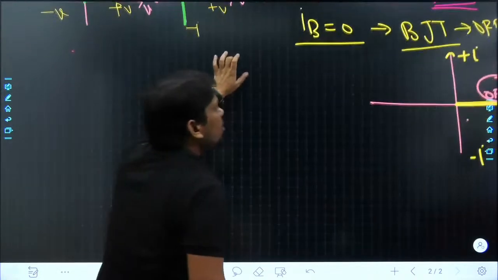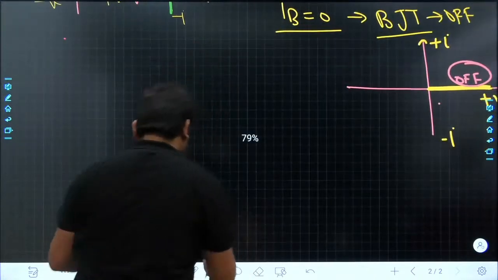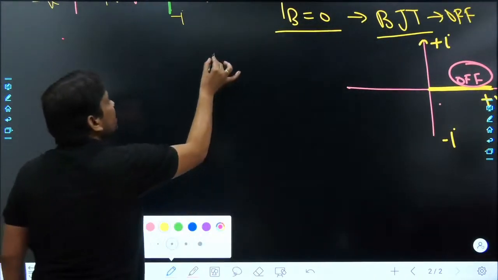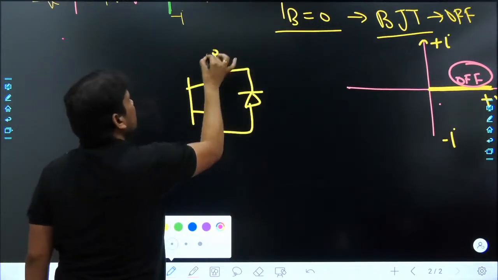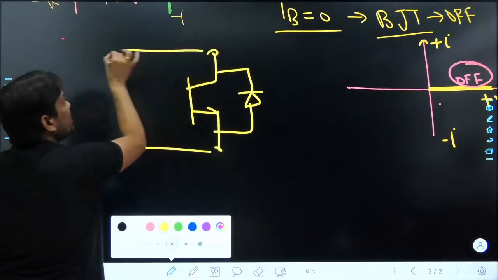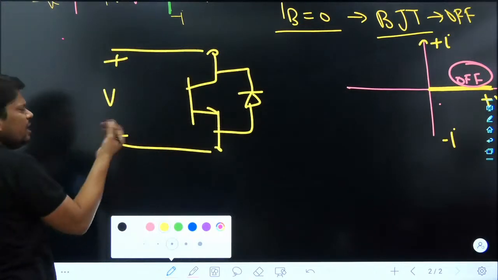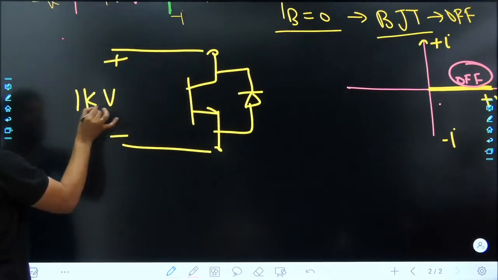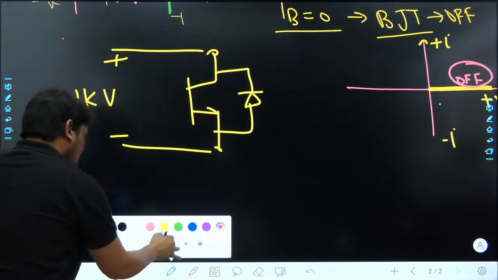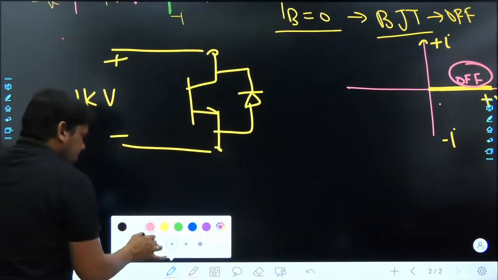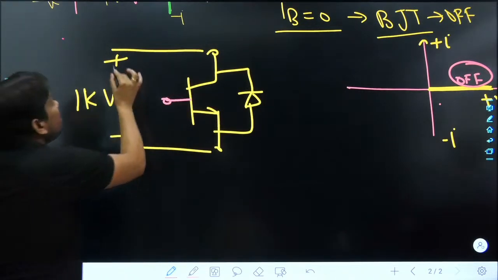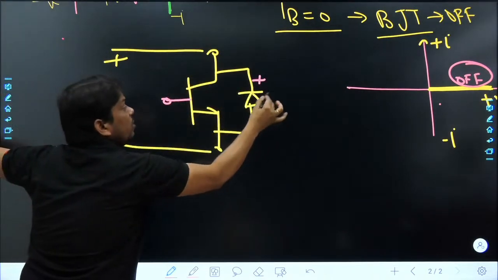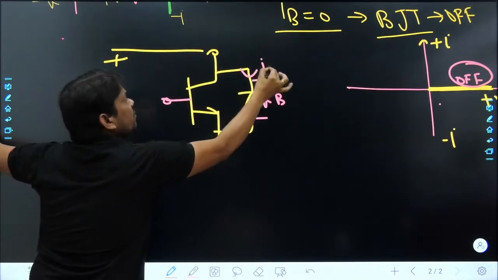Now I want to tell you the next thing, my dear friend. If we want to turn on our switch module, again I take this combination, BJT and obviously one diode, and here the voltage is still positive, roughly 1 kV. Now what will happen? Please be serious. Still plus is here, minus here, so the diode is reverse biased. So no current will flow here.